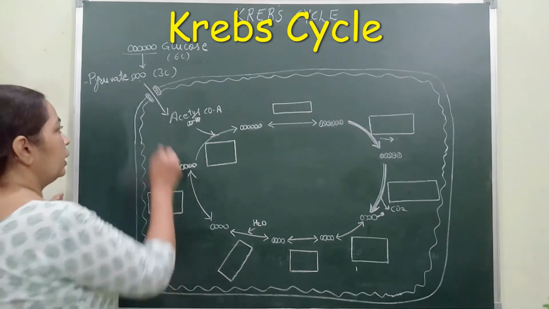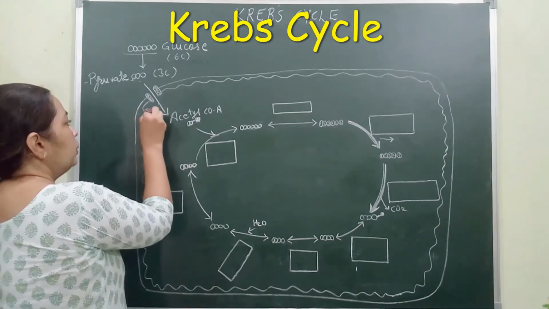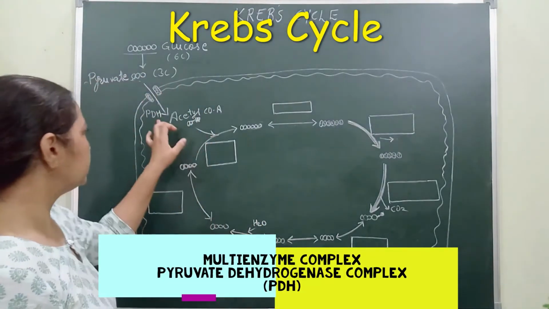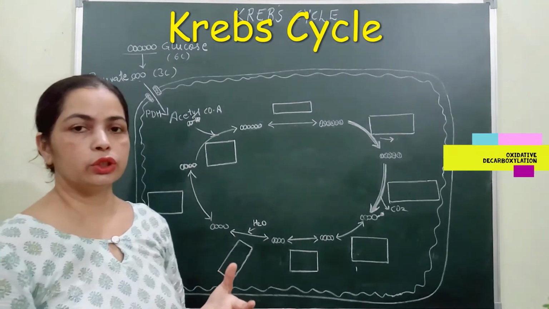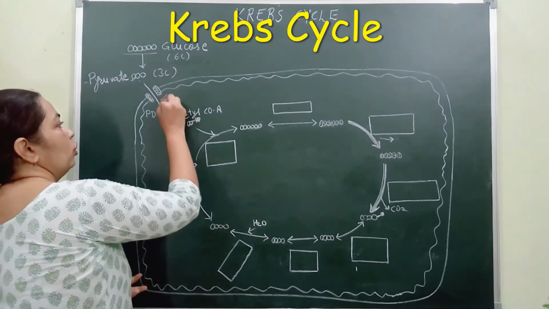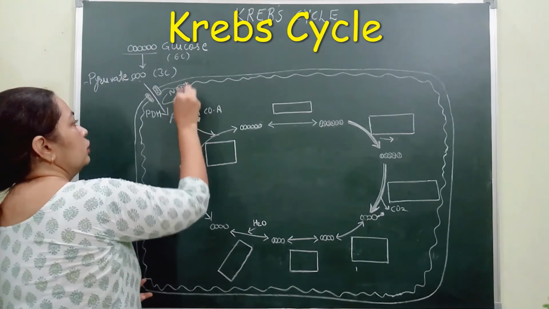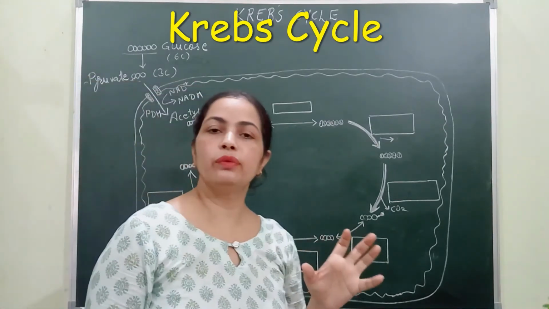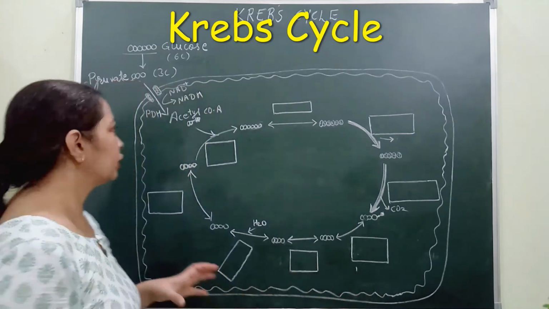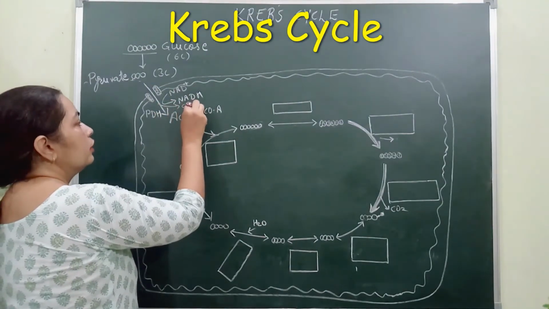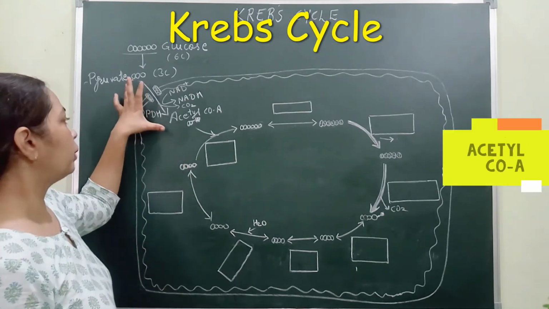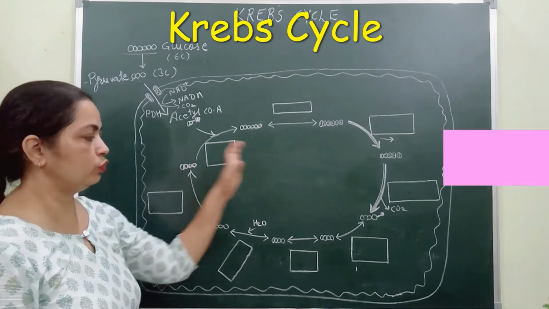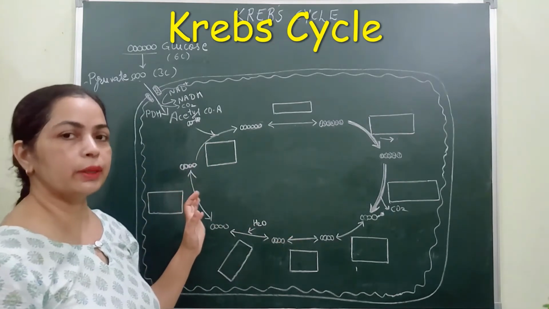Now this step is catalyzed by an enzyme called PDH, that is pyruvate dehydrogenase complex enzyme. When there is a dehydrogenase, always remember there is utilization of NAD+, which leads to formation of NADH. This is an example of oxidative decarboxylation, and in this process one CO2 is released. So this is the conversion of pyruvate to acetyl coenzyme A, and this acetyl coenzyme A is the starting material for initiation of the cyclic pathway, that is Krebs cycle.